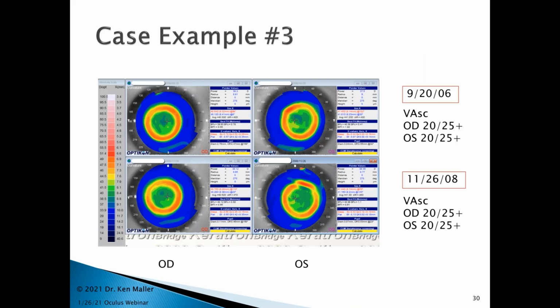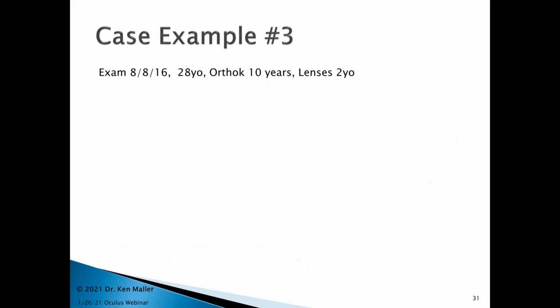Her uncorrected vision was still 20/25 plus, and the maps look basically the same as they did before. A little unusual there on the left, in the upper temporal section, with the reverse curve. Who knows, maybe she had an oddball night. But again, still doing exceptionally well in 2008. So plan, we'll go ahead and just replace her lenses. They're a little old, and maybe that accounted for why the left eye looked a little unusual.